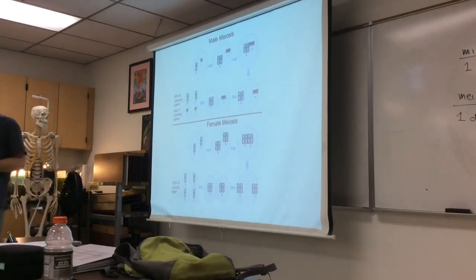Now, hopefully, the sex ratio makes sense from a chromosomal basis. That's why you end up with the 50% chance of having a boy or a girl.